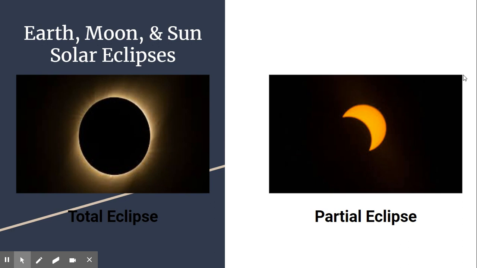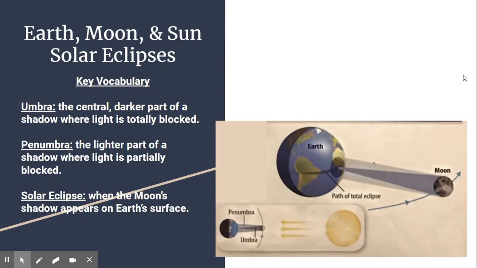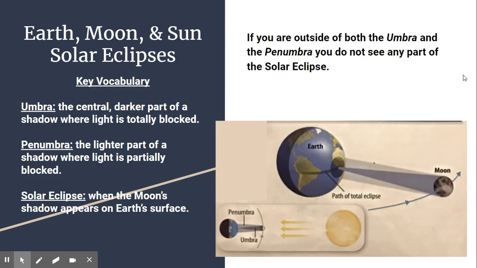And it kind of almost looks like a phase of the moon, where part of it is in light and part of it is in the shadow. If you're outside of the areas of the umbra and the penumbra, you don't see any part of a solar eclipse. The sun just looks normal. The moon's shadow is not over you, so you see the full sun.